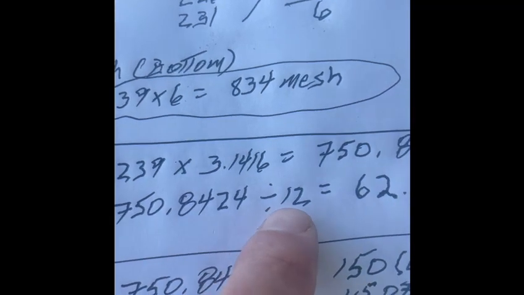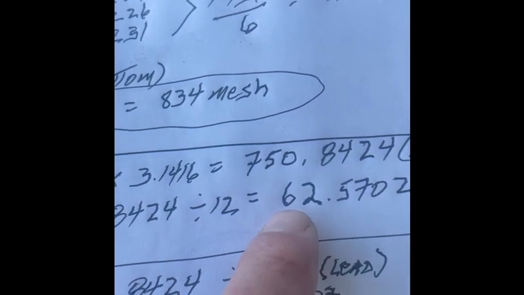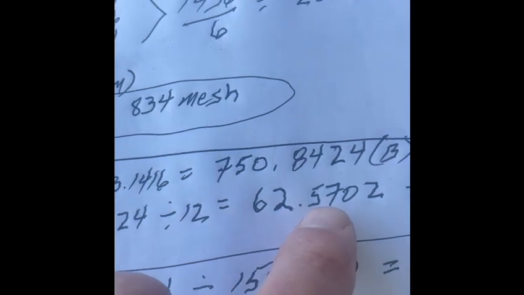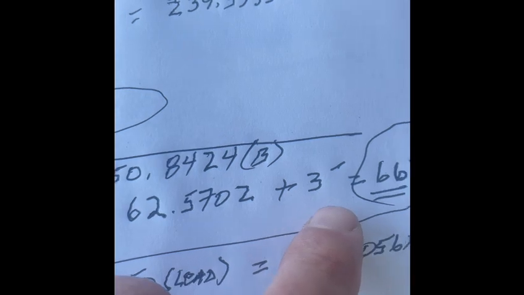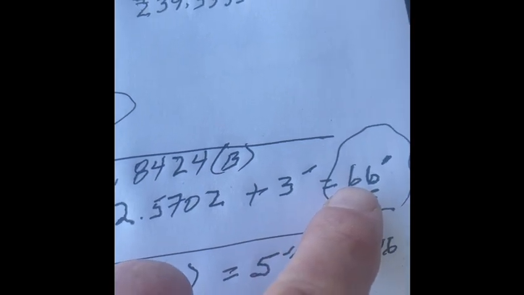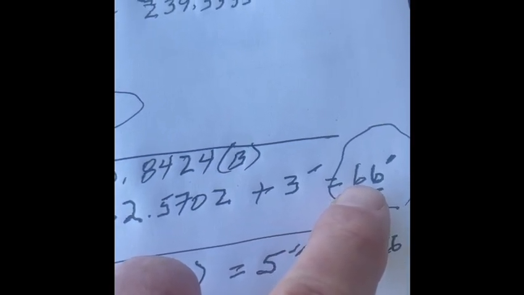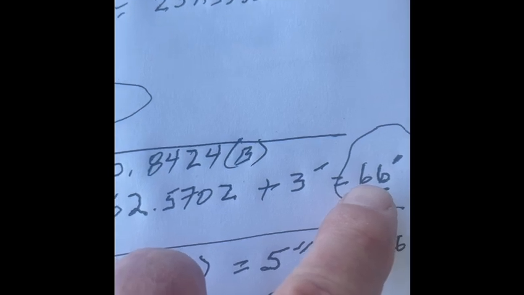Then what we do is we take that number, 750.8424, divided by 12 inches, which gives us 62 feet, 0.5702, and we add 3 feet. Well, we'll just round it up to 66 feet. That's your lead line cut that you need to make. Let's go to the next one.